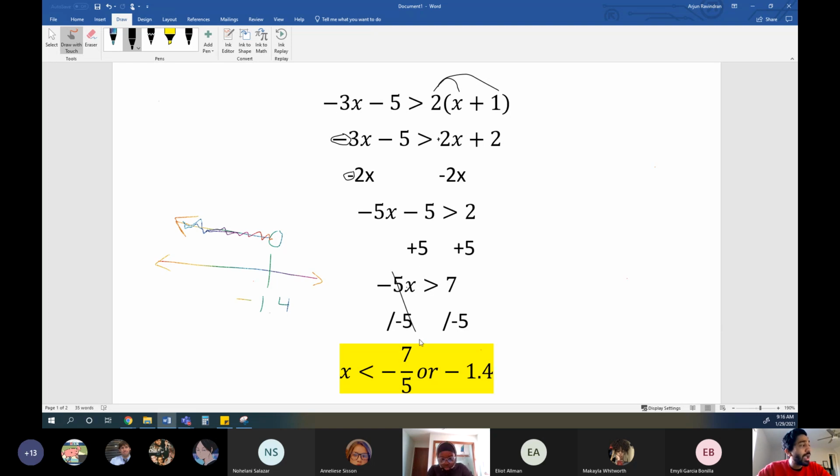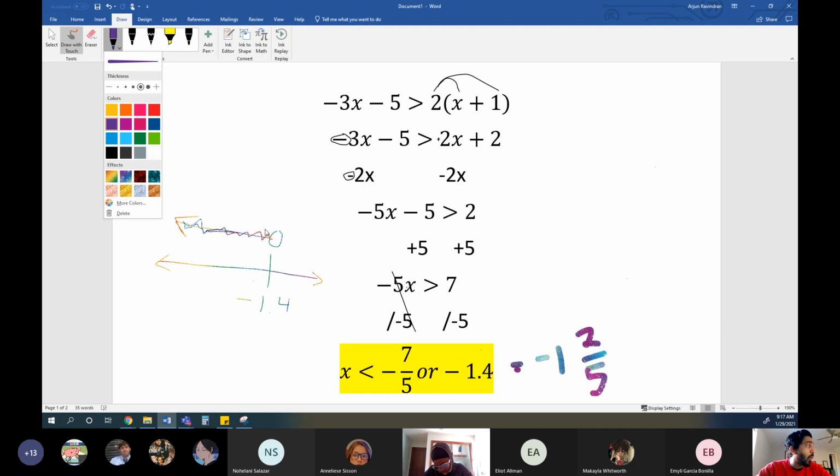So we divide there, and the result is 7 over -5, or -7/5, or -1.4, or you could say -1 2/5. That would also work. Any of those are equivalent representations. Now, as far as the graph goes, you'll notice that the graph is an open circle.